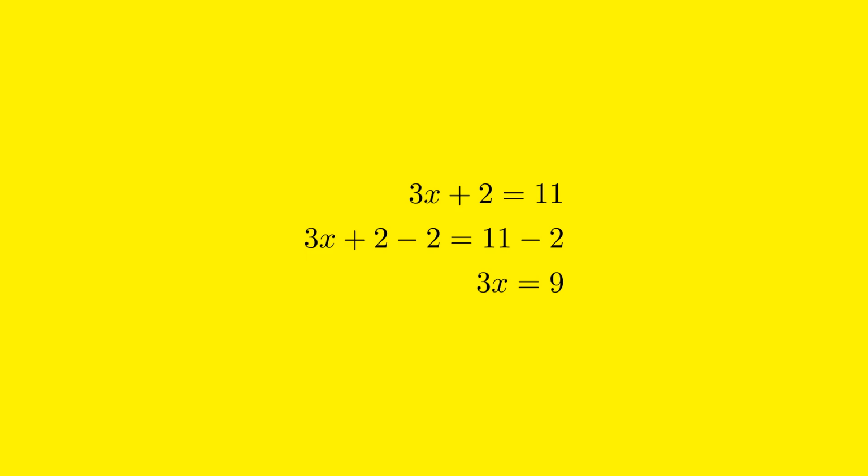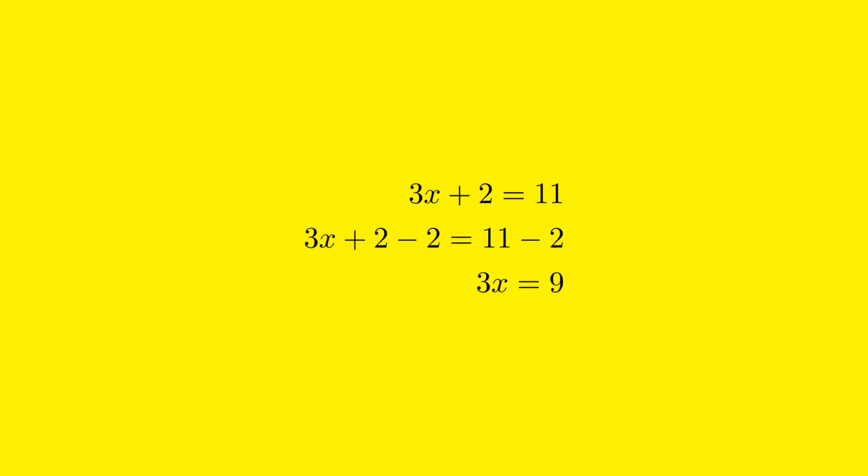The left side of the original equation is 3 times x plus 2. If we subtract 2 from the left side, the plus 2 and minus 2 cancel each other out because 2 minus 2 equals 0. So the left side becomes just 3 times x. Now, we also need to subtract 2 from the right side of the equation to maintain balance. Starting with 11 on the right side and subtracting 2, we get 11 minus 2, which equals 9.